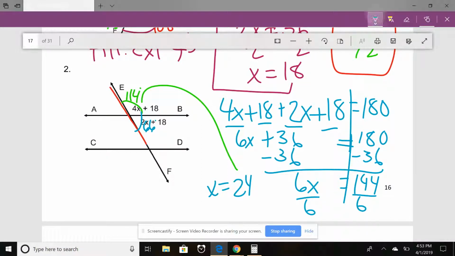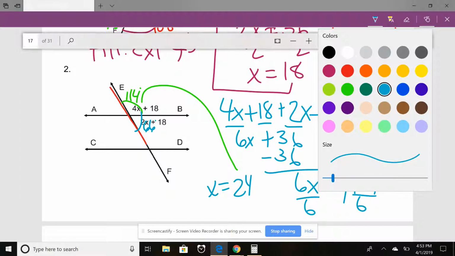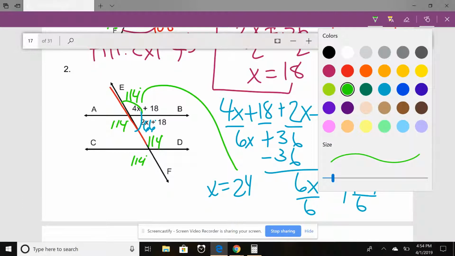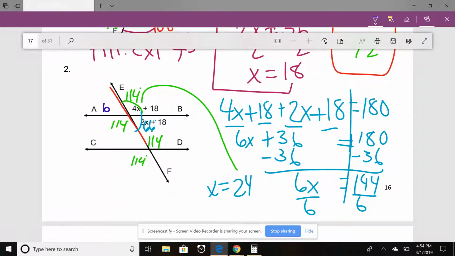All right. So my two angle measures, all the obtuse angles are going to be 114. And all the acute angles are going to be 66. Those are my two angle measures, 66 degrees and 114.